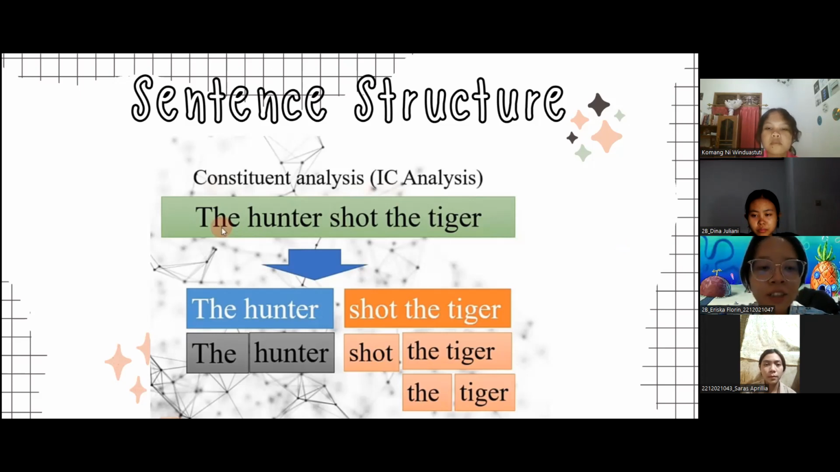Additionally, for determiner, we have article, demonstrative, and etc. Next.